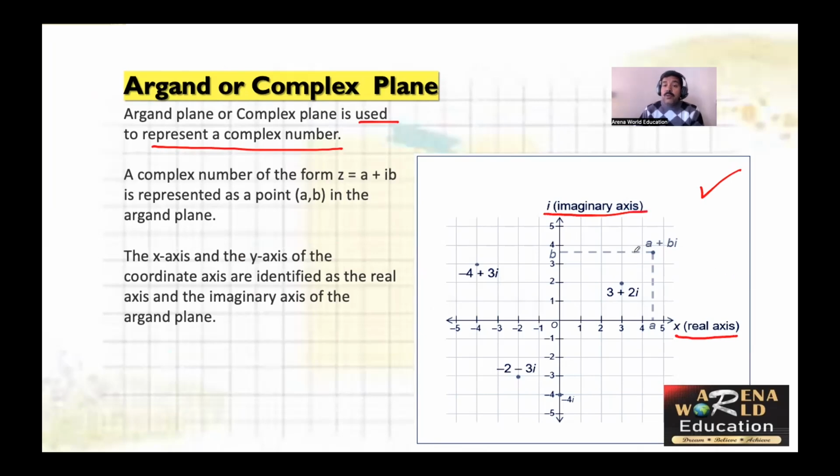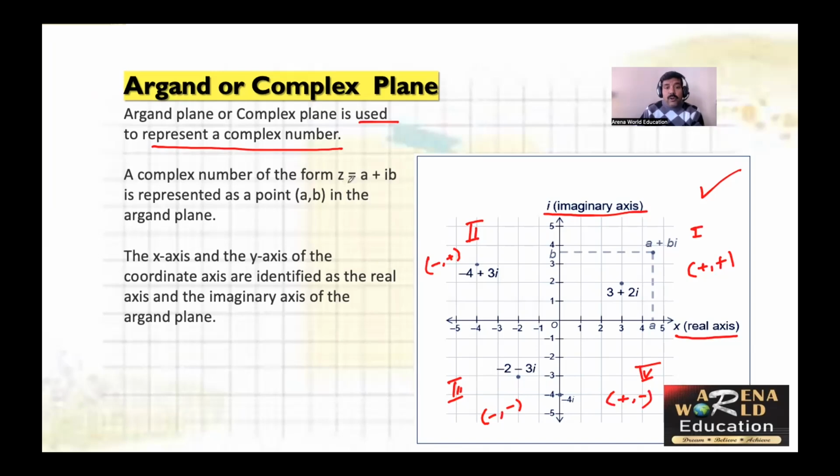If we talk about quadrants, the same we will follow. It will be the first quadrant, the second quadrant, the third quadrant, and this will be the fourth quadrant, right? In the first quadrant, both will be positive. In the second quadrant, x will be negative and y will be positive. In the third quadrant, both are negative. In the fourth quadrant, x will be positive and y will be negative, right?